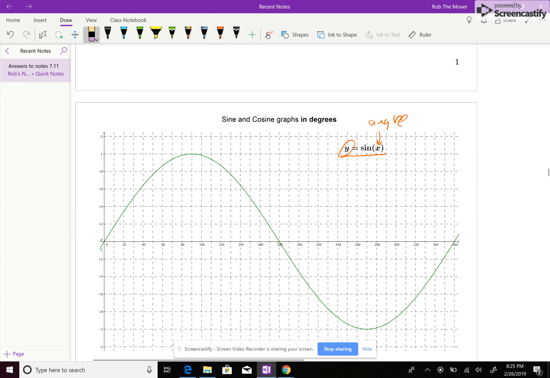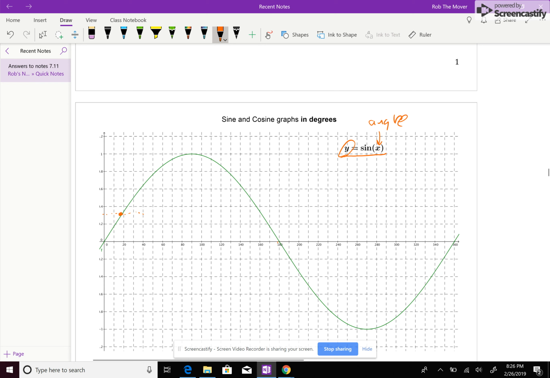What I want to do is find where this green graph, where this function, is equal to 0.3. Now look, I've got this green graph here. Notice that from 0 to 180, you've got two places where the sine is going to be equal to 0.3. You've got one right in here somewhere, 0.3, right in there somewhere.